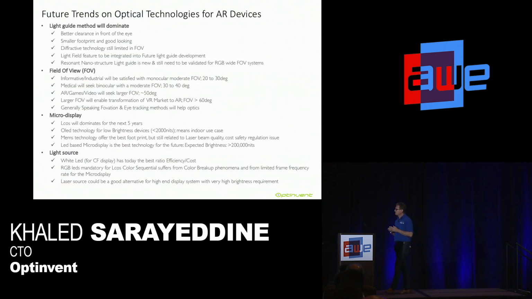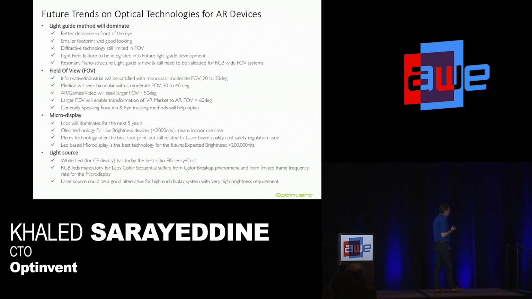As a future trend for optical technology, you can say that definitely the light guide technology is the best one. Why? Because for the footprint, all the electronics and the display are on the side, and only in front of the eye you have, like your glasses, transparent glass. So you could also have, for the field of view, larger values, but depending on the use case.